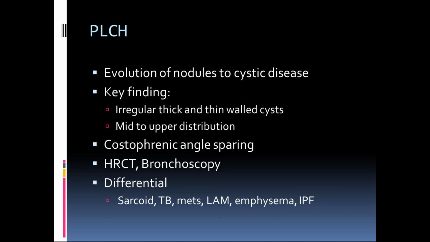I meant to go back. Let's go this way. Sorry about that. So the differential really depends on the stage of the disease. When we're talking about sarcoid, you can have all these tiny little nodules, just like I was showing you in sarcoid. You can have tiny nodules in TB and also in mets. Now when you get into the cystic disease, you start thinking about the latter half of the differential here, as far as LAM or just regular emphysema, or even IPF, depending on the appearance and what stage it's in.